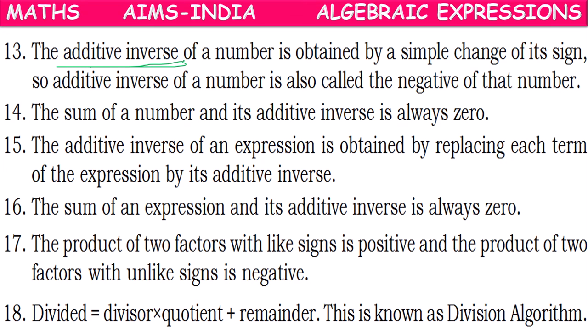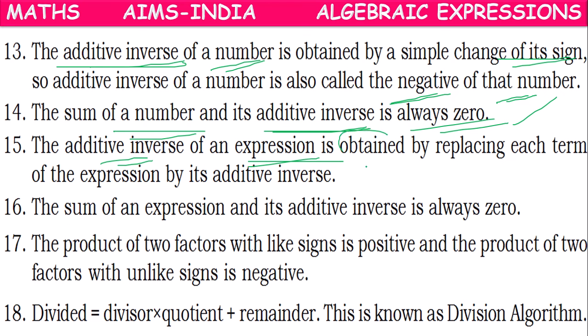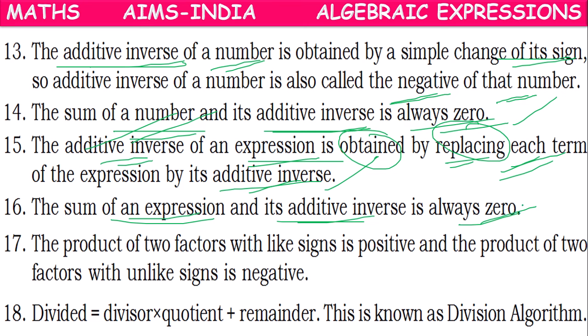Next, how to get the additive inverse. The additive inverse of a number we get by simply changing its sign, or the additive inverse is called the negative of that number. The sum of a number and its additive inverse is always 0. The additive inverse of an expression is obtained by replacing each term by its additive inverse, that is, by changing each term's sign. The sum of an expression and its additive inverse is always 0.